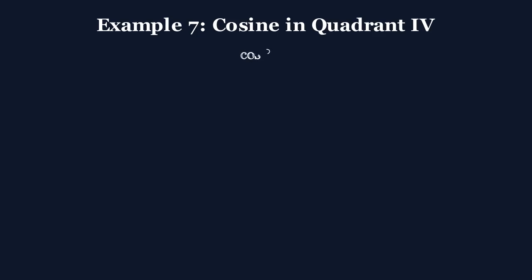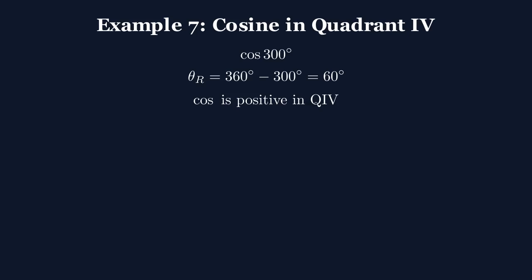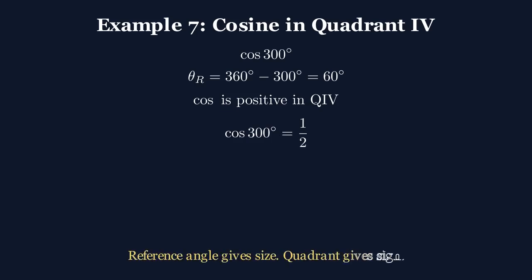Example 7. Find the exact value of cosine 300 degrees. 300 degrees is in quadrant 4. The reference angle is 60 degrees. Cosine is positive in quadrant 4. Cosine 60 degrees is 1/2, so cosine 300 degrees is 1/2.